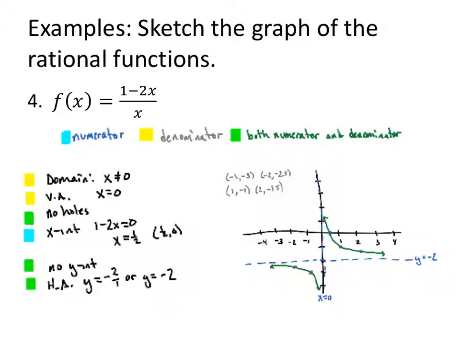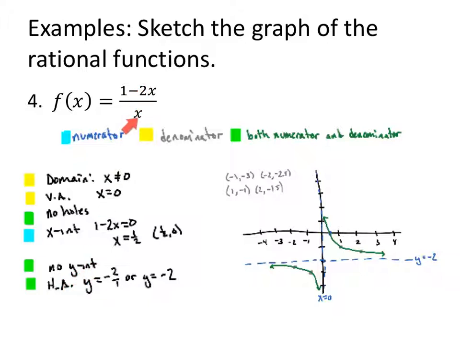For 1 minus 2x over x, no common factors. The domain tells me x cannot be 0. This also tells me the vertical asymptote, x equals 0. No common factors, no holes. X-intercepts occur when the numerator is 0, and the numerator is 0 at an x value of 1/2. When x equals 0, I'll have 1 over 0, which is undefined, so no y-intercept.